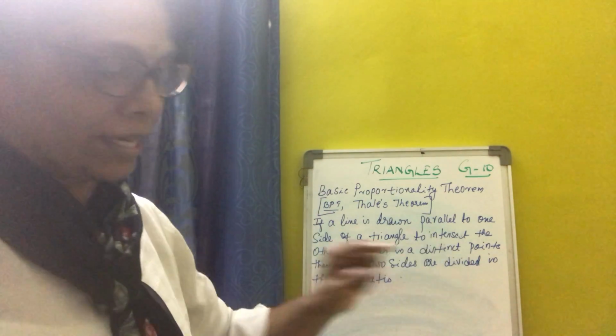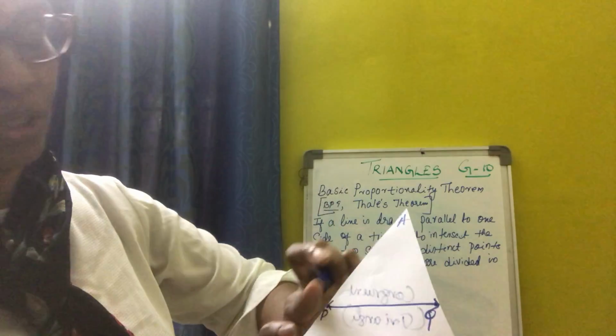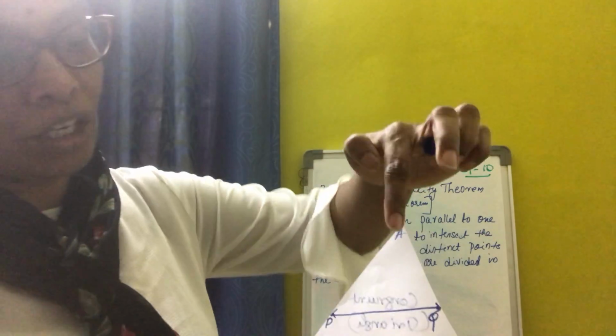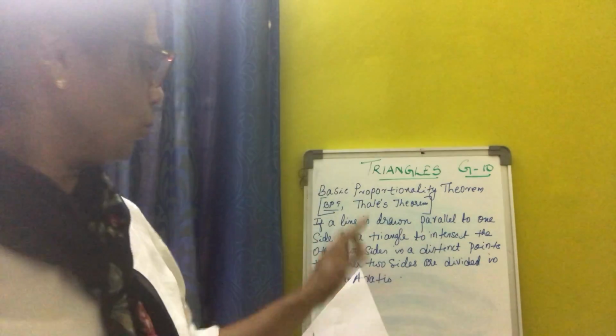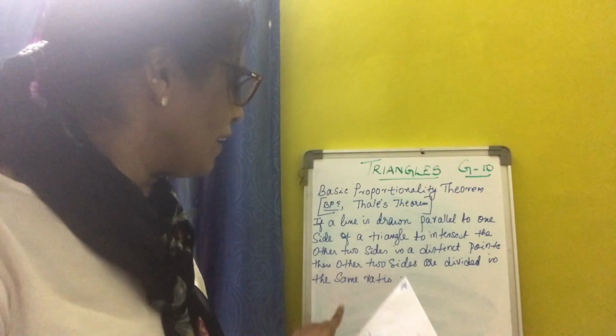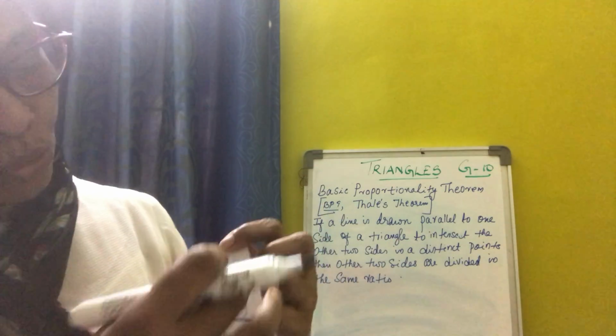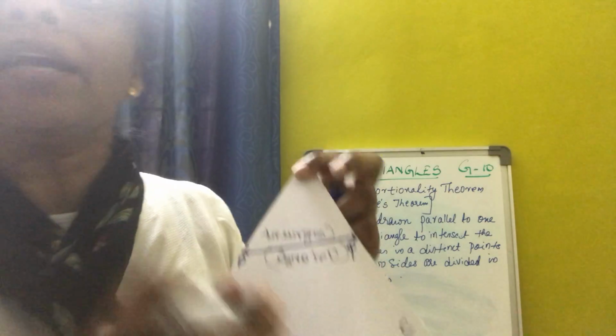Intersecting the other two sides, this is the other two sides, in distinct points. Distinct points means P and Q. Then the other two sides are divided in the same ratio. So these two sides are divided in the same ratio.